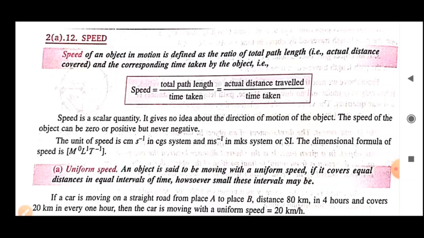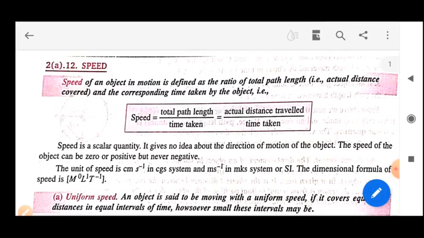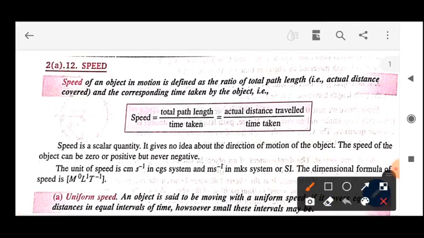So next one here, if you see one more property of speed, then speed of any object can be zero or positive but never negative. So here it means that you can see speed of an object can be zero. When will it actually be zero? When the actual path travelled is zero. So it means that if the particle is stationary, is at rest, its position is not changing with time, then at that time the speed is zero. So that can be zero.